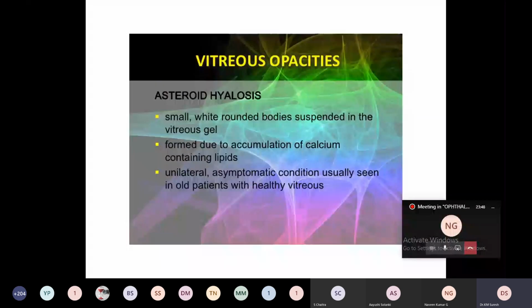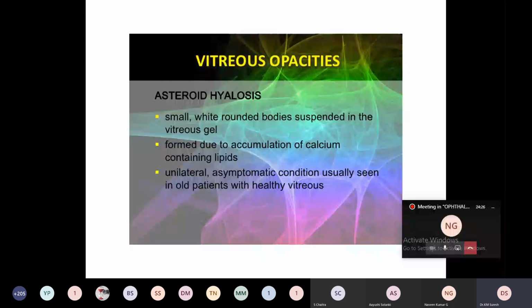Asteroid hyalosis. You can see shining crystal kinds of things in the vitreous. When it is fixed, when it's not moving, it is referred to as asteroid hyalosis. They are small, white, rounded bodies suspended in the vitreous gel, formed due to the accumulation of calcium containing lipids. Normally they are unilateral, asymptomatic, and usually seen in old patients with normal or healthy vitreous.